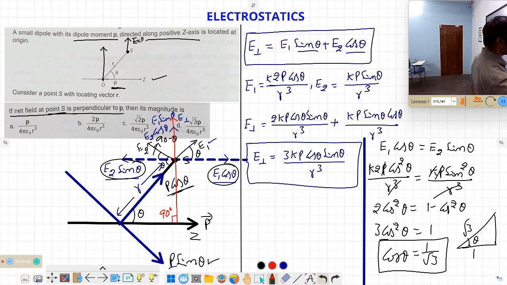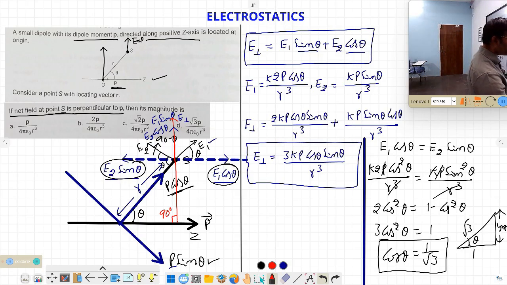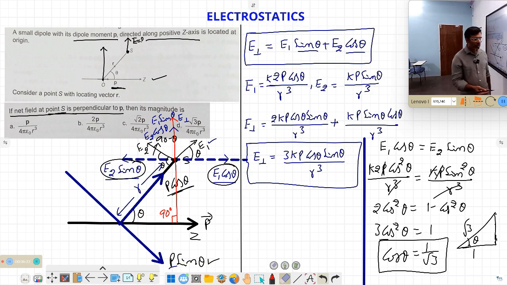So this is y. For the y value, I can write y square is equal to root 3 square minus 1 square, that is 3 minus 1, which is 2. So the y value after calculation is root 2. If we take the root 2 value, sin theta becomes root 2 by root 3.